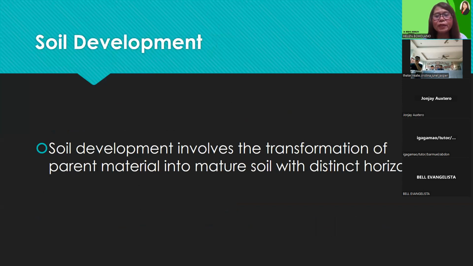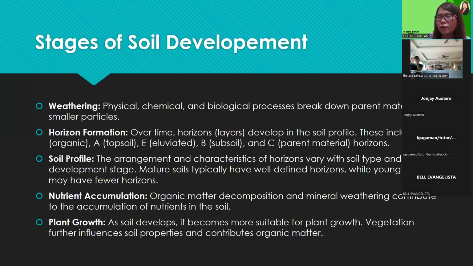So soil development involves the transformation of parent material into mature soil with distinct horizons. So that is important in soil development. Now, there are also stages of soil development.